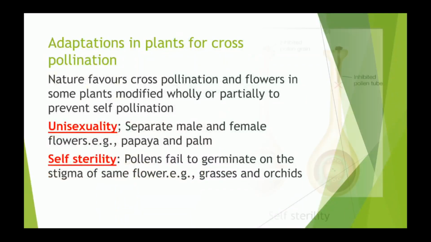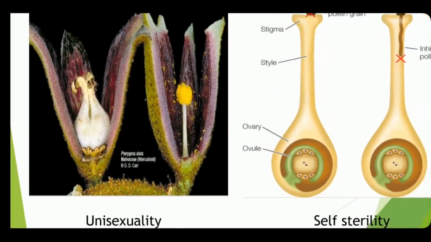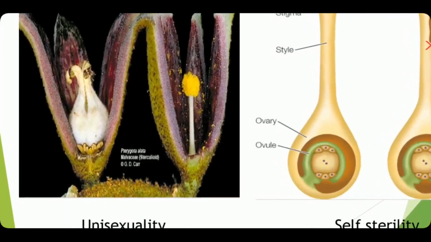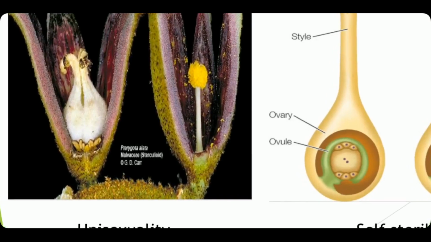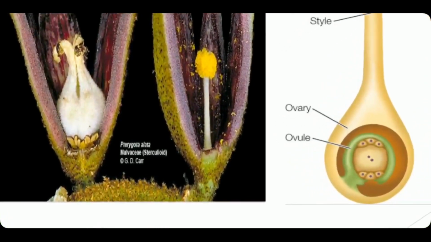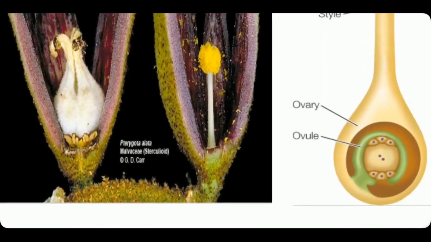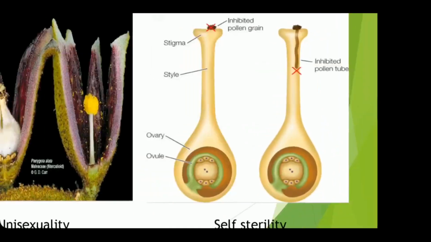Let us see it. Here you can see this first picture about unisexuality. It means the first flower has the ovary, or we can say the pistil or carpel developed, and in the second one the stamen is developed. So the first one is a female flower and the second one is a male flower. That is called unisexuality.